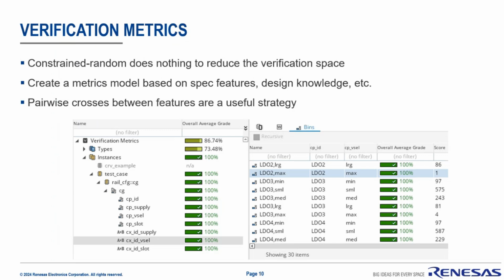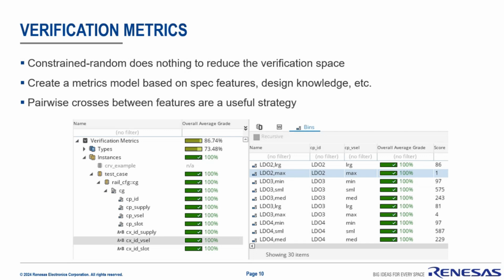But the point to mention is that although we might have quite a powerful way of generating stimulus, it doesn't do anything to reduce the verification space. So it's up to us to create a metrics model and look at the interesting scenarios that we need to cover. And then hopefully we hit some other things where we weren't expecting to find a bug, but we find a bug. We create a metrics model based upon what we need to cover in the spec. So that's all the stuff that you get in your V plan.